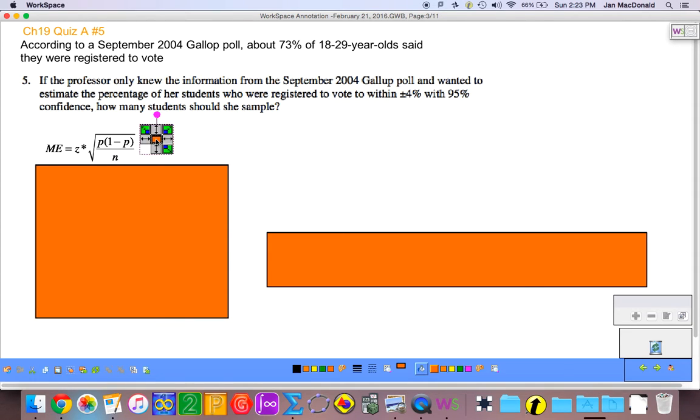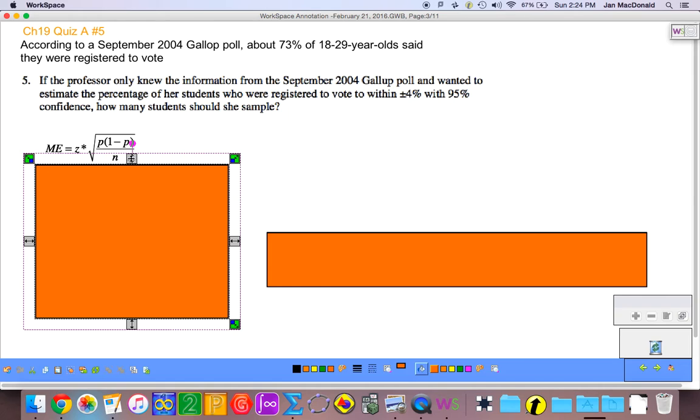And again, the reason we're using a P and not a P hat in this case is we're given the true population proportion from our Gallup poll. So our critical Z is going to be 1.96. Our P will be 0.73. 1 minus P will be 1 minus 0.73 or 0.27. And we're going to divide by N. But in this case, we're looking for N because they ask us how many students should she sample.